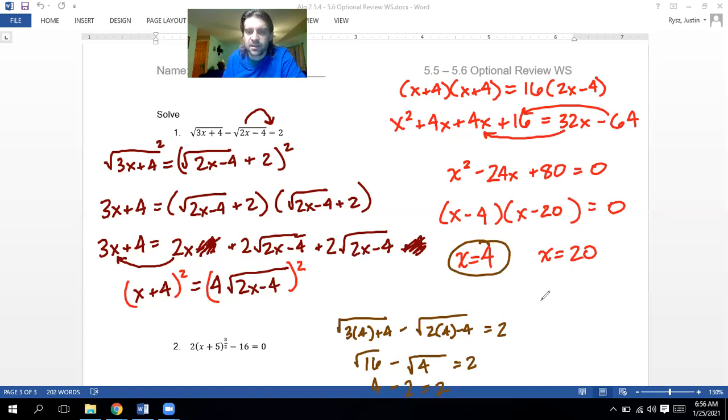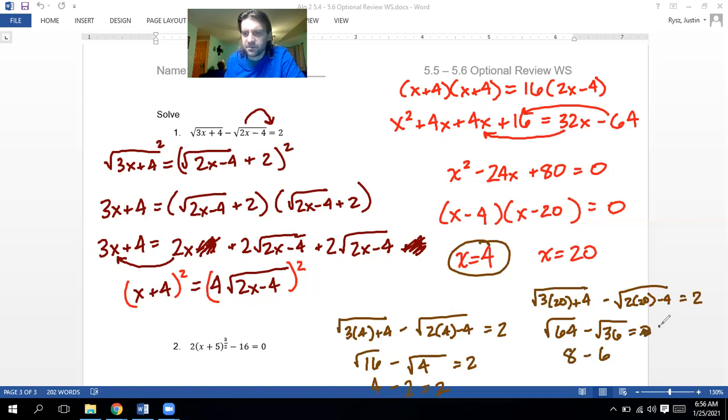All right, we also need to check out 20. So does radical 3 times 20 plus 4 minus radical 2 times 20 minus 4 equal 2? All right, so we got radical 3 times 20, that's 60 plus 4. Okay, 64 minus, that'd be 40, 40 minus 4 is 36. All right, that's 8 minus 6, equals 2. And that works. So, hey, both of them work. So there we go. Not too bad.